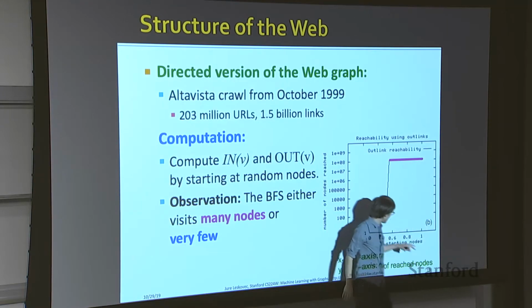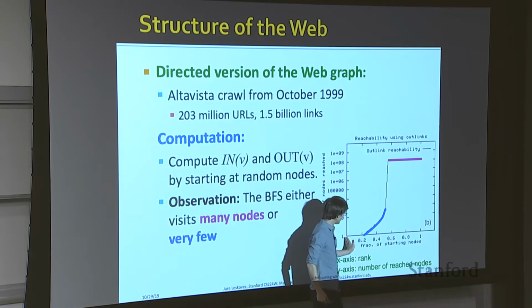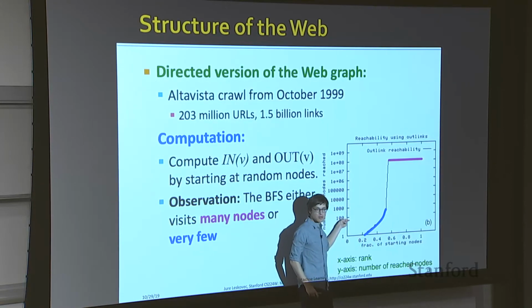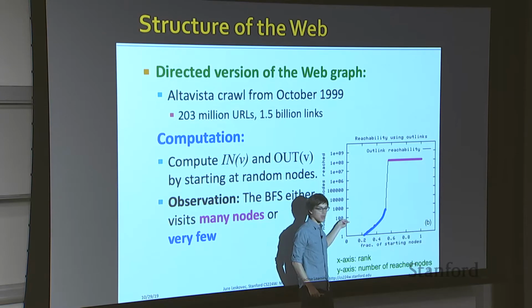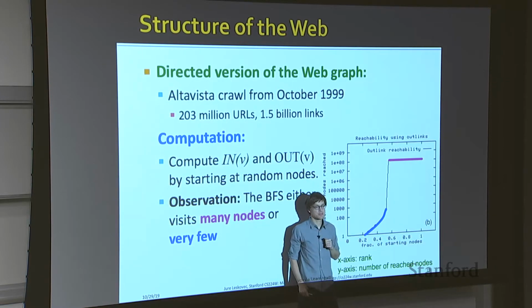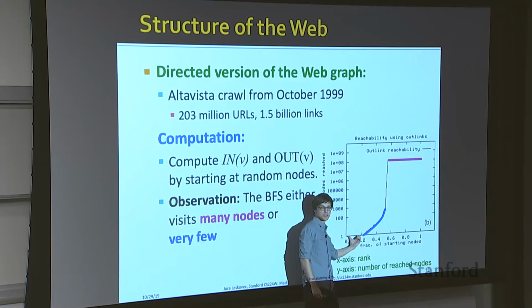Okay? Is it clear what this is trying to say? Let's say I pick 100 different starting nodes. For every starting node, I see how many nodes the BFS visits. And I just sort the starting nodes by the number of nodes the BFS visited. Right? So you see that for about 20%, I cannot visit anyone.